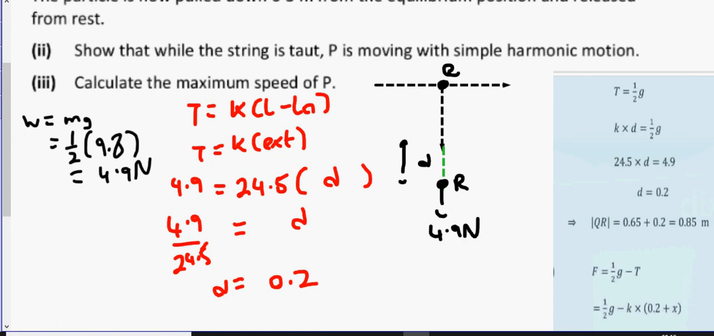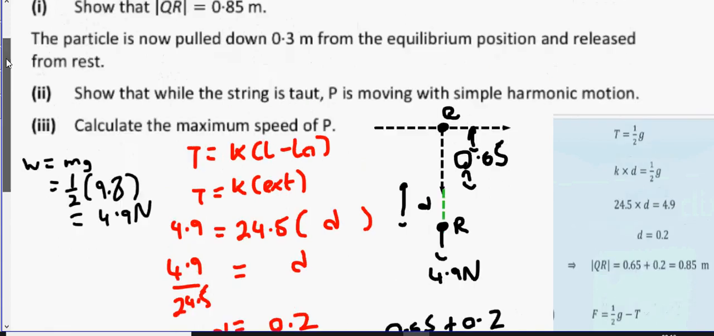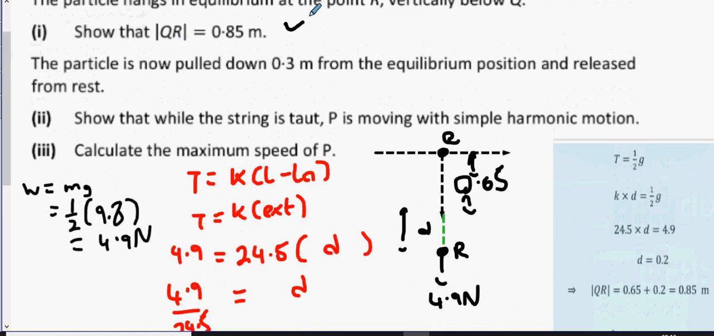Now remember, the natural length was 0.65, wasn't it? So the black length was 0.65, and then 0.65 plus 0.2 gives us our 0.85 meters, which is a lovely way to start the question. Okay, very easy part one. We will take that every time.